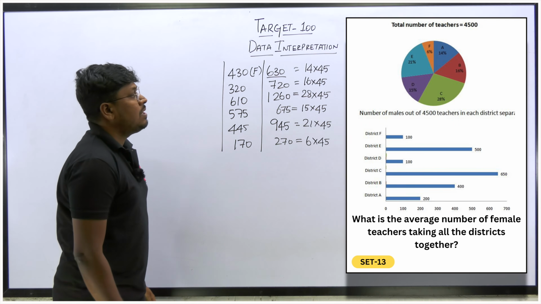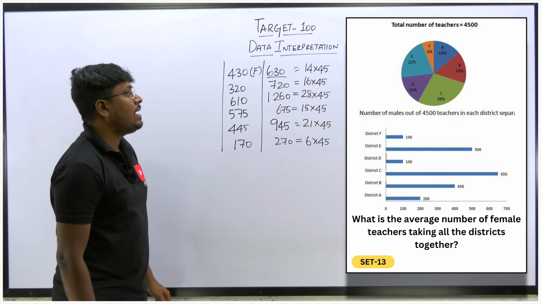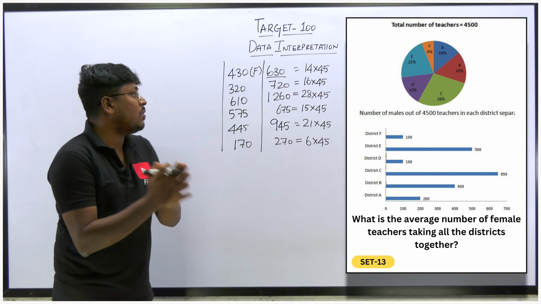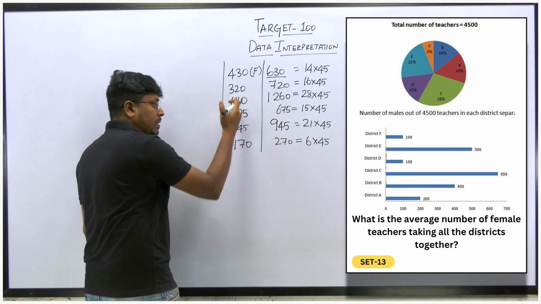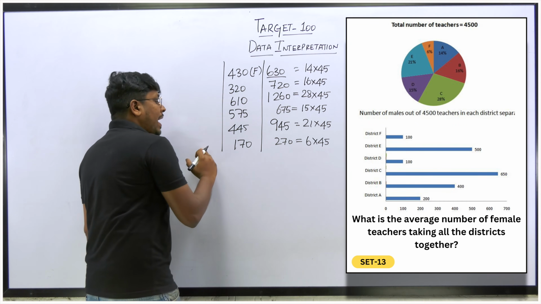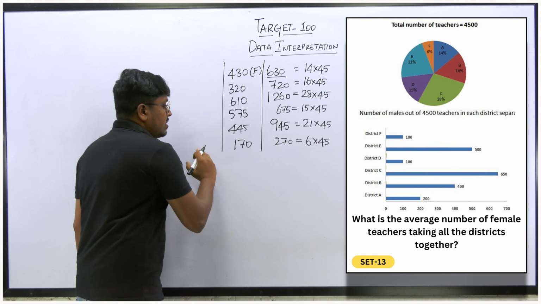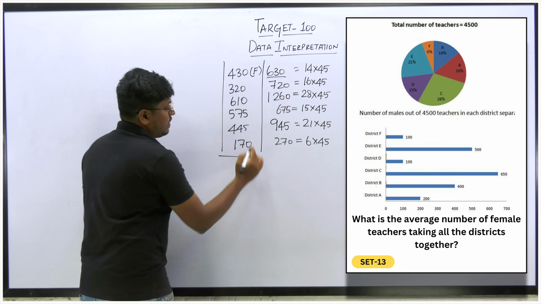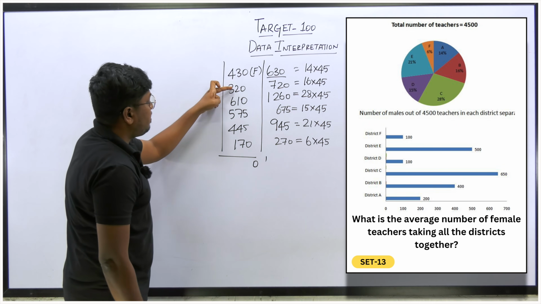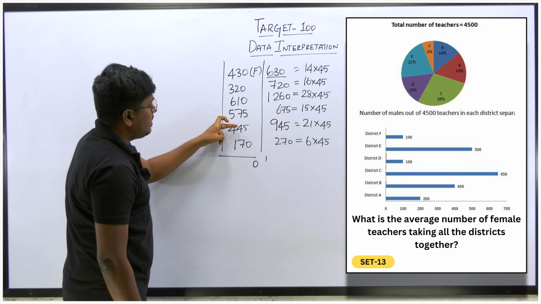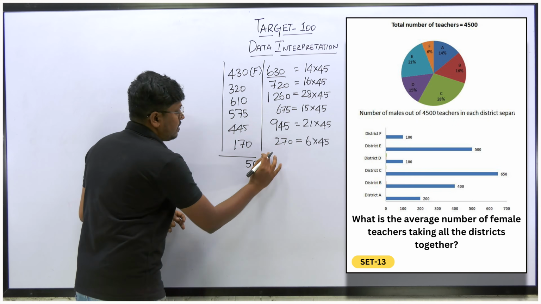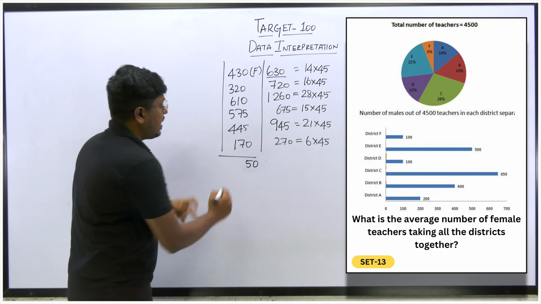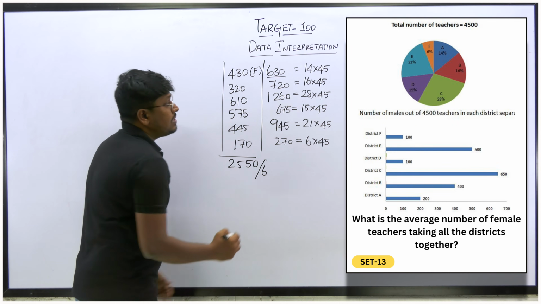Just see what is the first question. What is the average number of female teachers taking all the districts together? So our target is to find the average of all the female teachers in all districts. We already found the total number of female teachers. So you need to add all of it and find the average, right? So this will be 5, 0, 10, remaining will be 1. So 3 plus 2, 5, 6, 13, 17, 24, 25. So remaining will be 2. So 6, 9, 15, 20, 24, 25. So 2550.